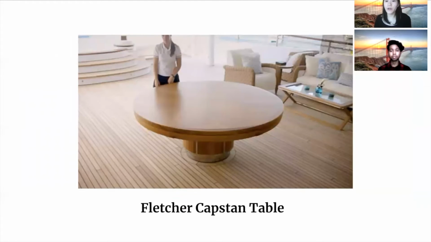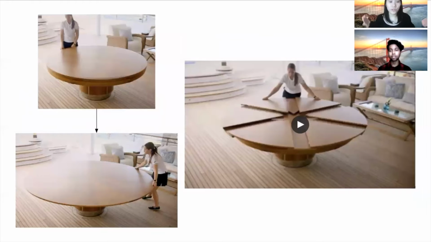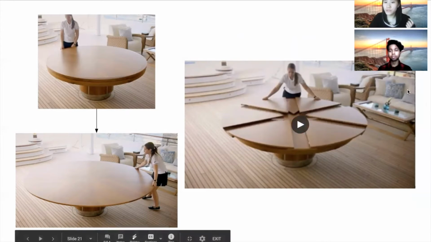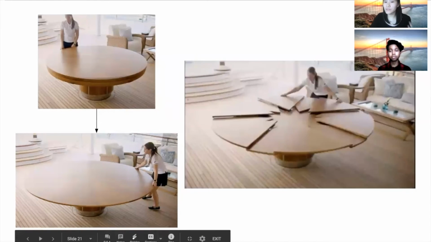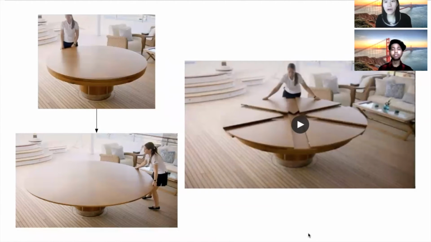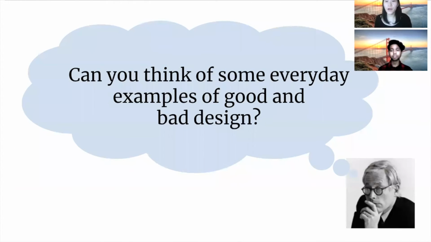And so this is an example of good design. This is the Fletcher capstan table. And as you'll see on the left, you start with a small table and then when you pull it, it opens up to this big table. So it's usable, right? It gets the job done and it makes the table bigger. At the same time, it opens in a very satisfying way, right? It's very aesthetic, very delightful. It doesn't just open in a boring way. It comes out reminiscent of a snowflake or a flower. Very pretty. So it's usable, it's aesthetic, and it's delightful. After this video, you guys might want to think of some everyday examples of good design and bad design.